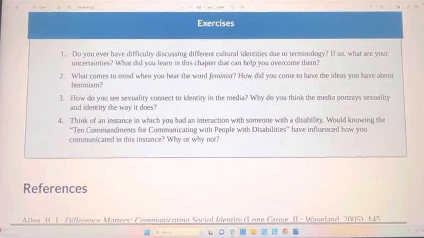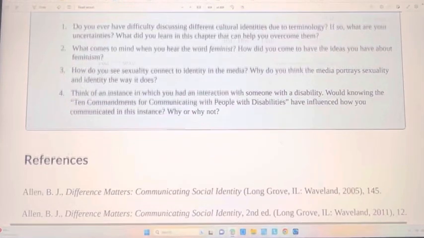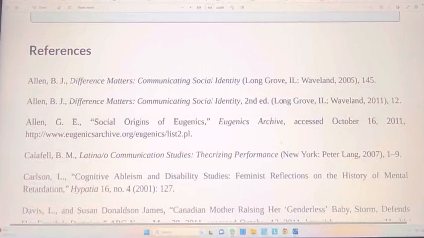Number 4, think of an instance in which you had an interaction with someone with a disability. Would knowing the 10 Commandments for communicating with people with disabilities have influenced how you communicated in this instance? Why or why not? And that is the end of the chapter.